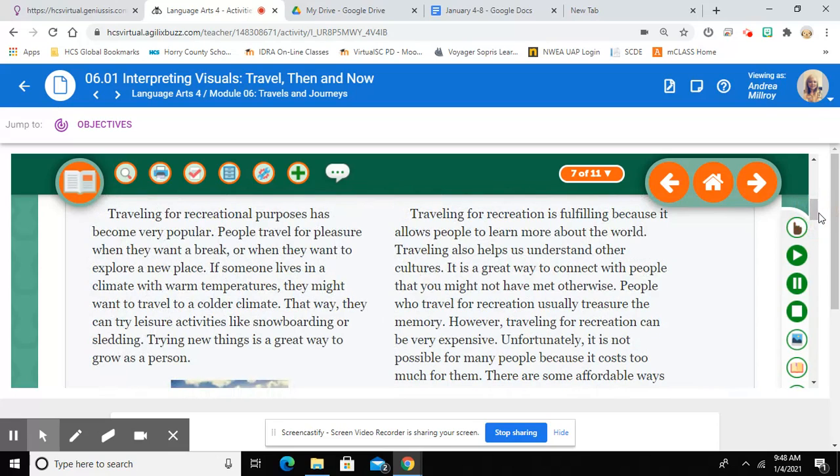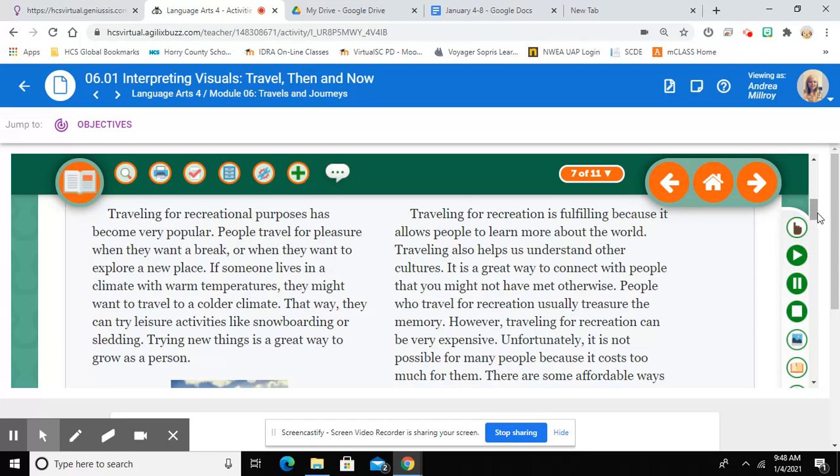Traveling for recreation is fulfilling because it allows people to learn more about the world. Traveling also helps us understand other cultures. It's a great way to connect with people that you might not have met otherwise. People who travel for recreation usually treasure the memory. However, traveling for recreation can be very expensive. Unfortunately, it is not possible for many people because it costs too much for them.